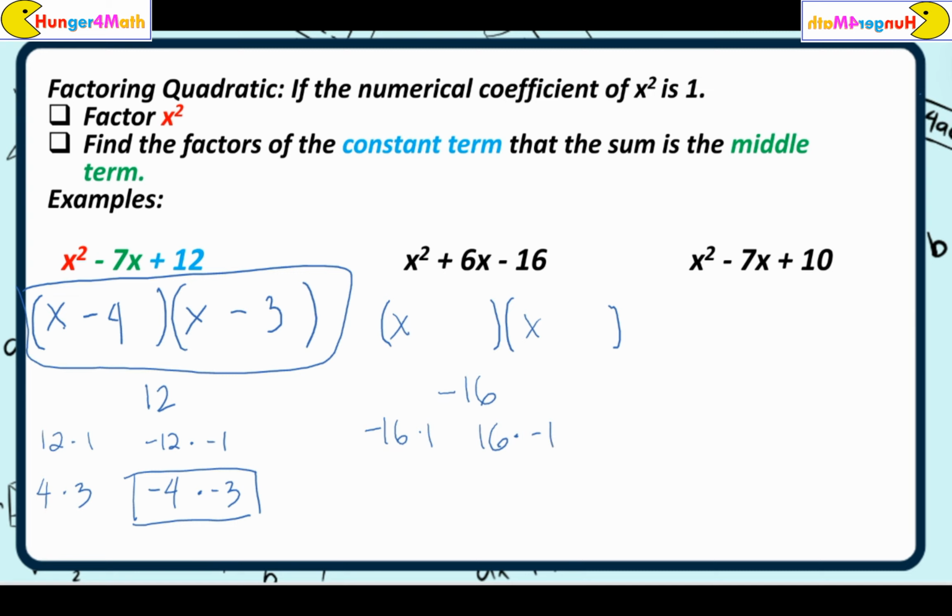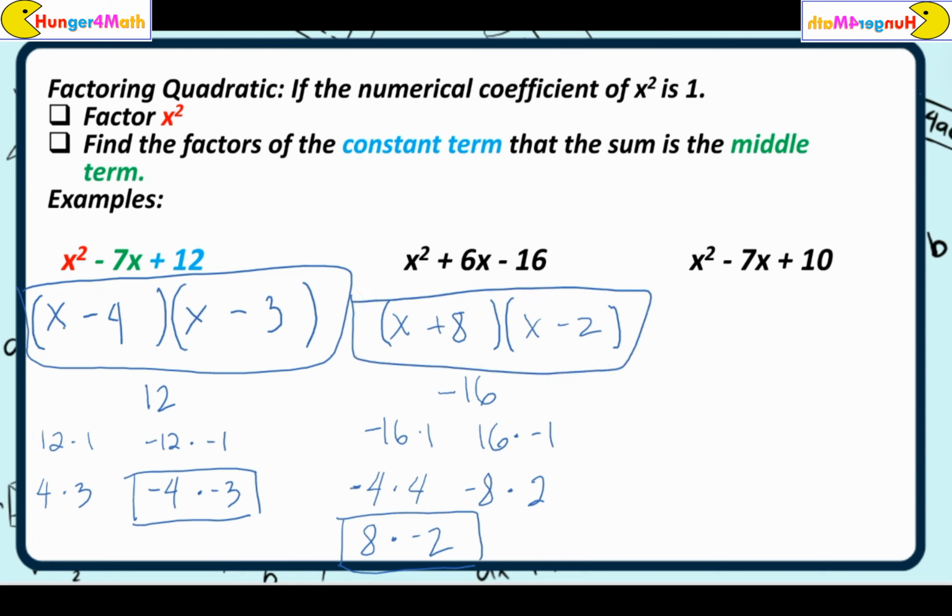We can also use 4 times 4, or the 1 should be negative. We can also use negative 8 times 2, or 8 times negative 2. So among here, our answer will be 8 times negative 2, because once we add that, the answer is the middle term, which is 6. So the answer will be x plus 8 and x minus 2.